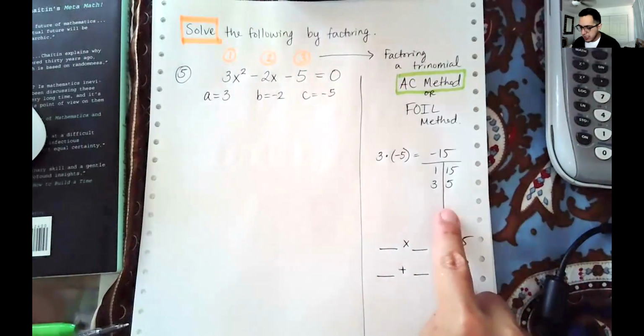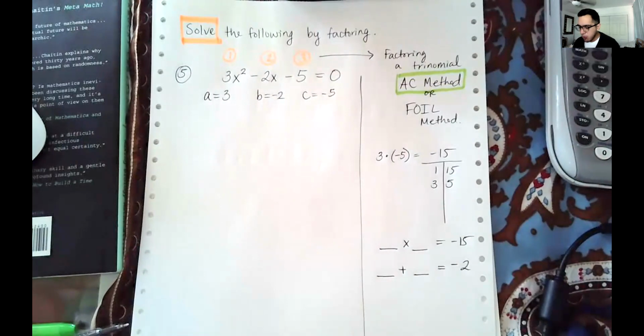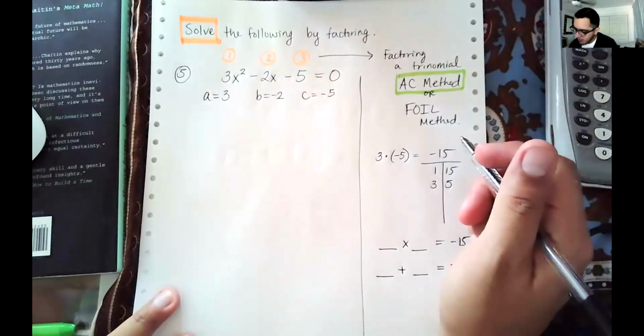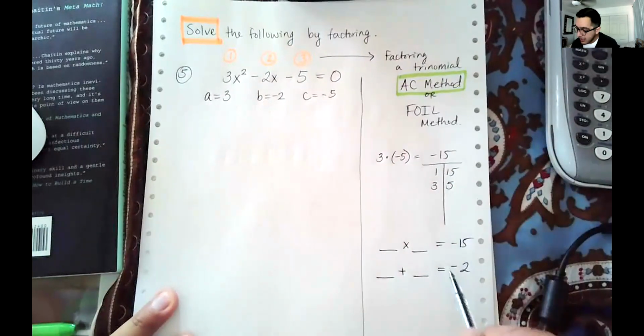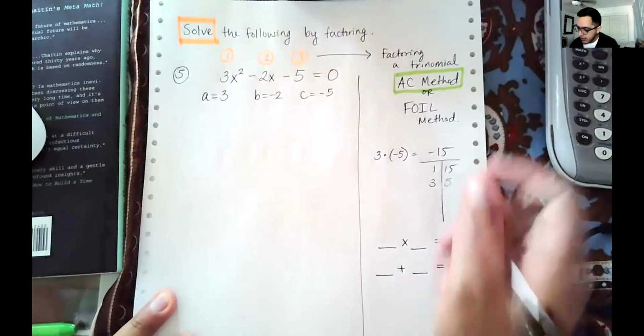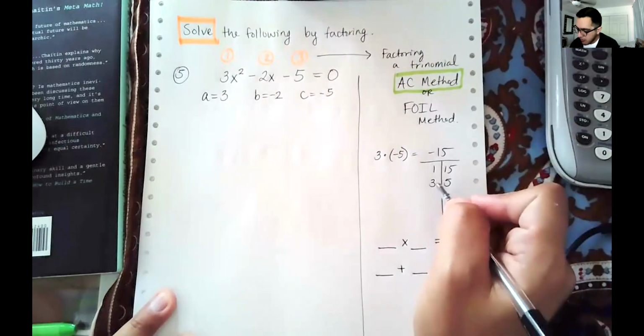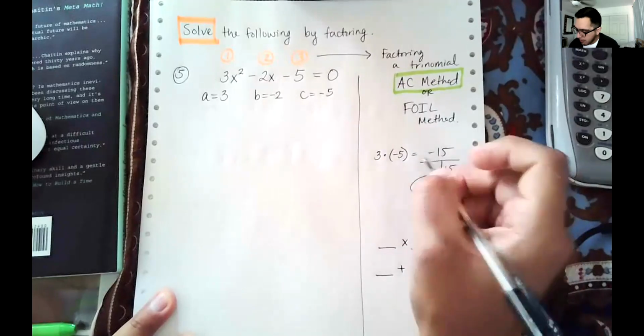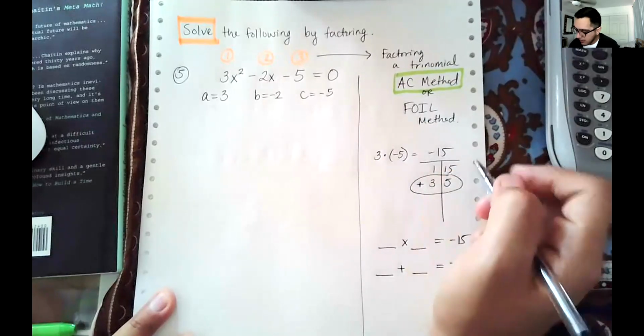So if we're looking at these factors of 15, what are the 2 numbers here that are going to give us a 2 when we combine them? -3 times 5. Yeah. Well, actually, we're trying to get a -2, right? So -3, -5, it needs to be a +3 and -5.